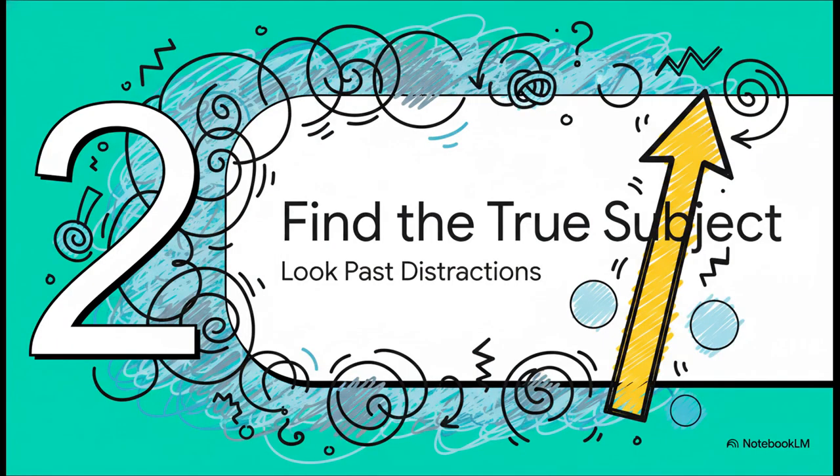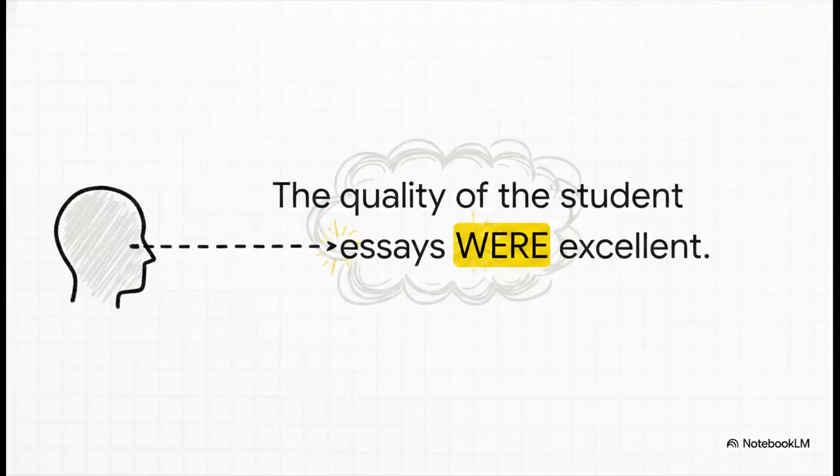All right, let's dive into the SAT's favorite move, trap number 1, hiding the real subject of the sentence with a bunch of distracting words. Okay, check out this sentence. The quality of the student essays were excellent. Your brain immediately spots essays right next to were. And hey, they're both plural, so it sounds okay, right? But that's the trap. Essays is not the subject here.